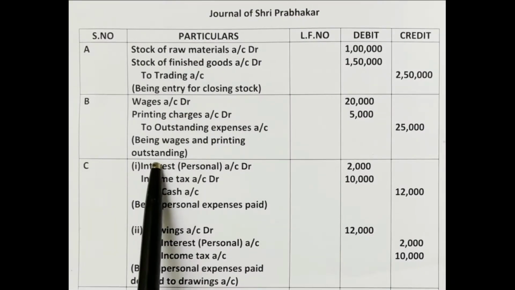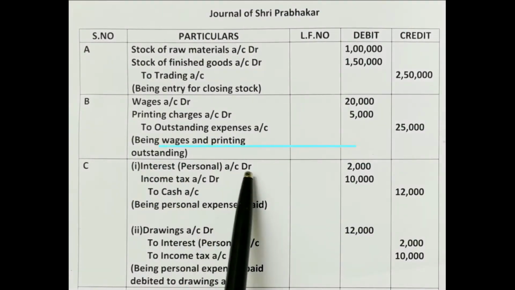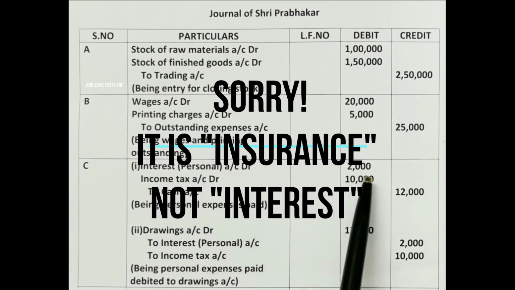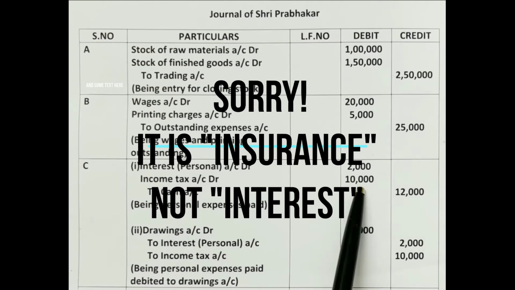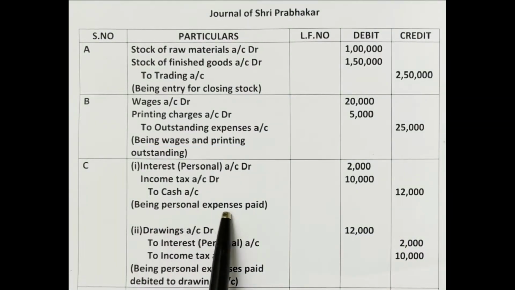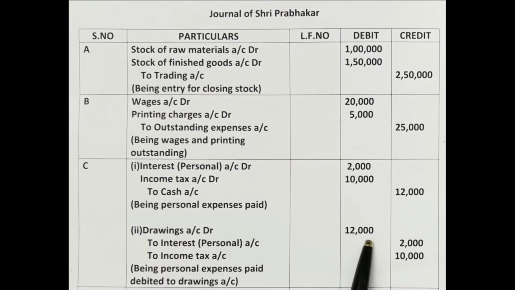Under CB, two entries. First one, insurance account debtor, income tax account debtor to cash account. Insurance 2,000, income tax 10,000, cash 12,000 rupees. Narration, being personal expenses paid. Second entry, drawings account debtor to insurance account to income tax account. Insurance in credit column 2,000, income tax 10,000, total in debit column 12,000 rupees. Narration, being personal expenses paid debited to drawings account.